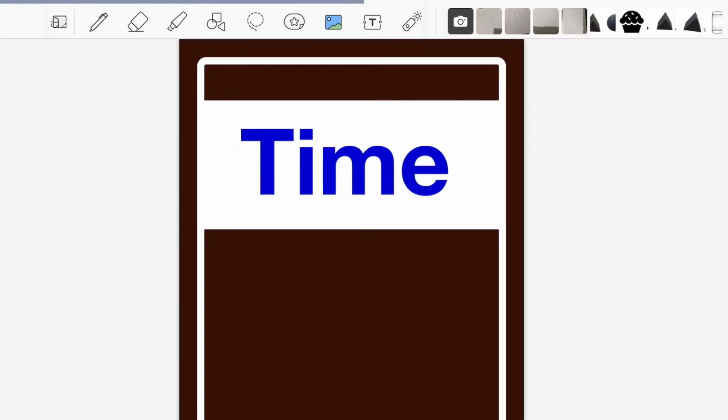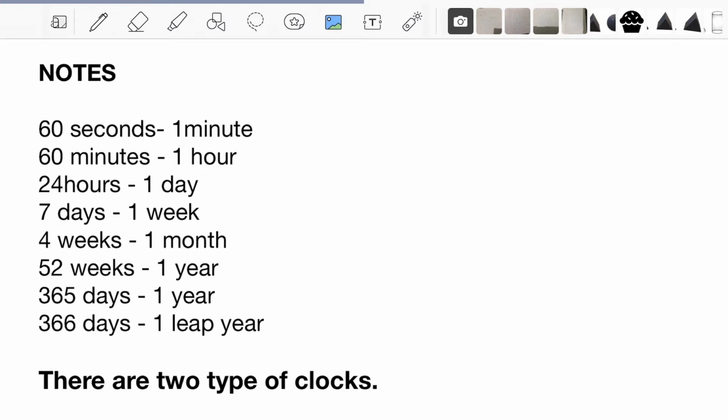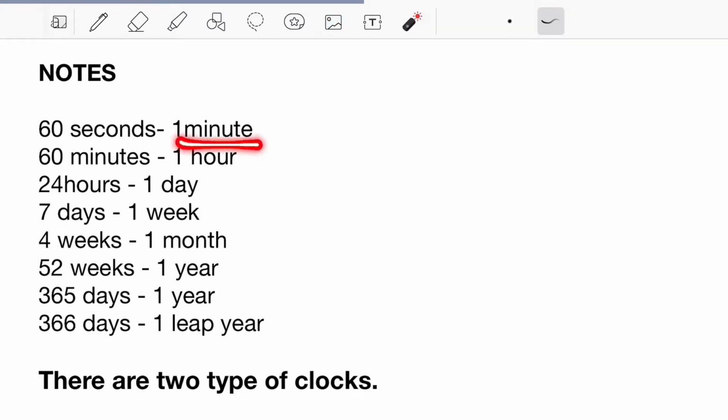Time. Let's look at some quick notes on time. So 1 minute is comprised of 60 seconds. 60 minutes makes 1 hour. There are 24 hours in a day.